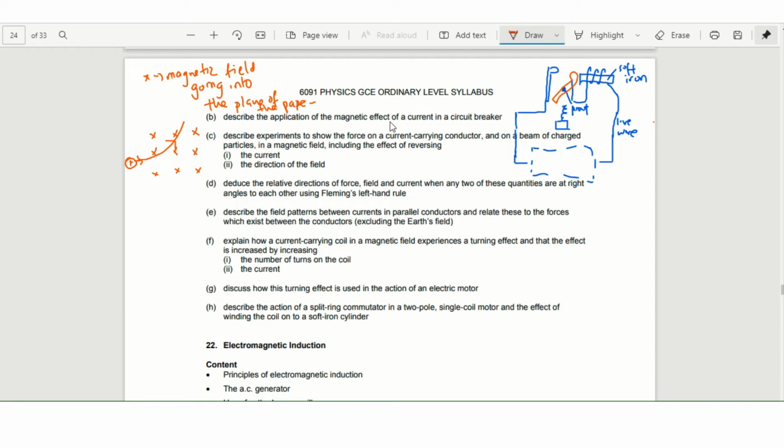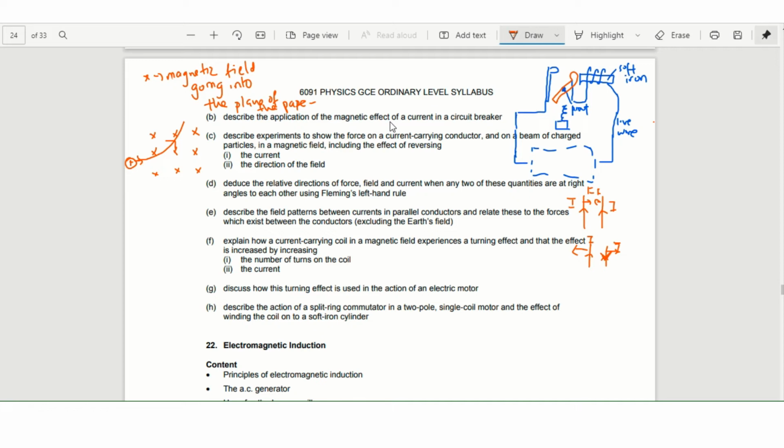Okay, in part E, you are expected to describe the field patterns between currents in parallel conductors and relate these to the forces which exist between the conductors. So you need to be able to describe the field patterns between currents in parallel conductors. So basically, like currents: if the currents are moving in the same direction, they will be attracted to each other. If you have unlike currents, one moving up, one moving down, they will repel each other due to the nature of the field patterns. Okay, and you need to be able to draw them.